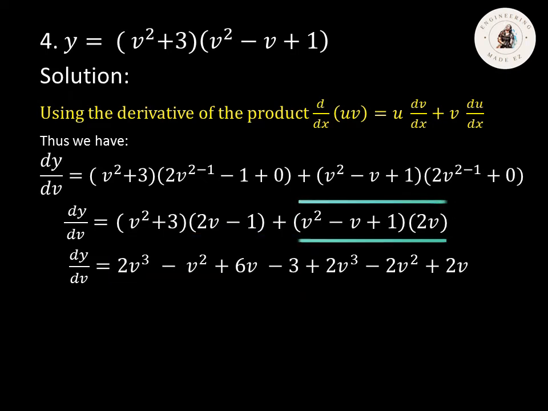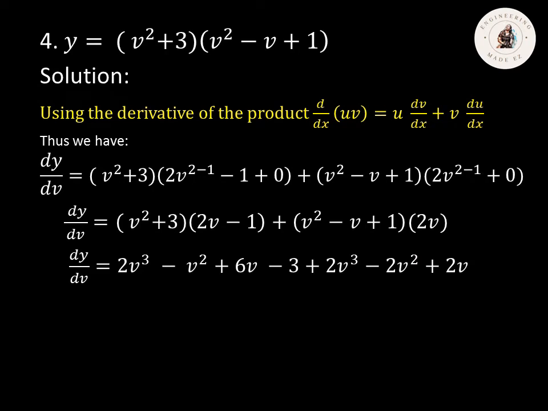Next we're going to multiply 2v to v squared minus v plus 1. So we have v squared multiplied by 2v. The answer is 2v cubed. Then negative v multiplied by 2v. So we have negative 2v squared. Then positive 1 multiplied by 2v. So we have plus 2v.